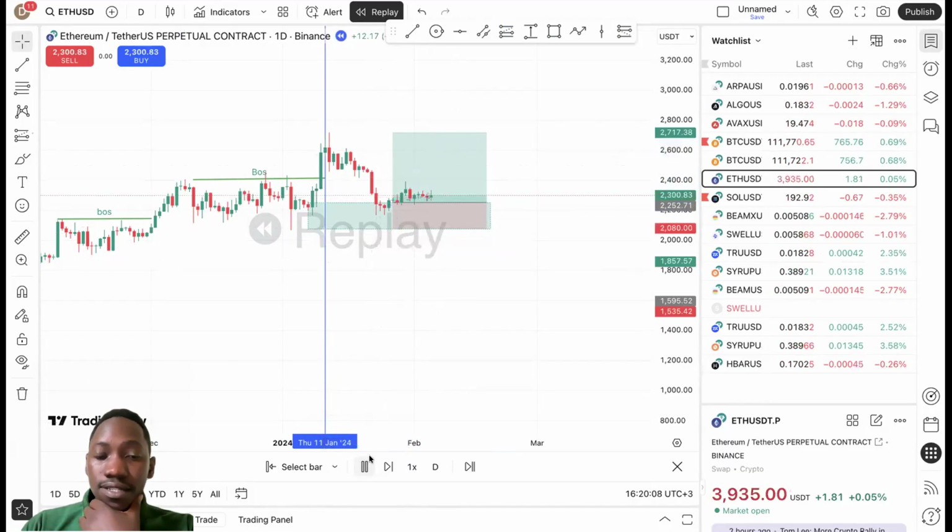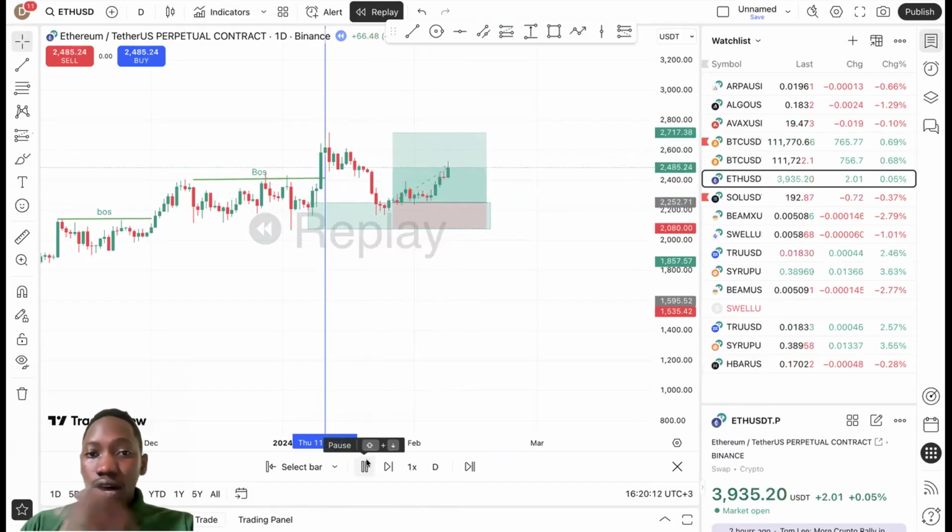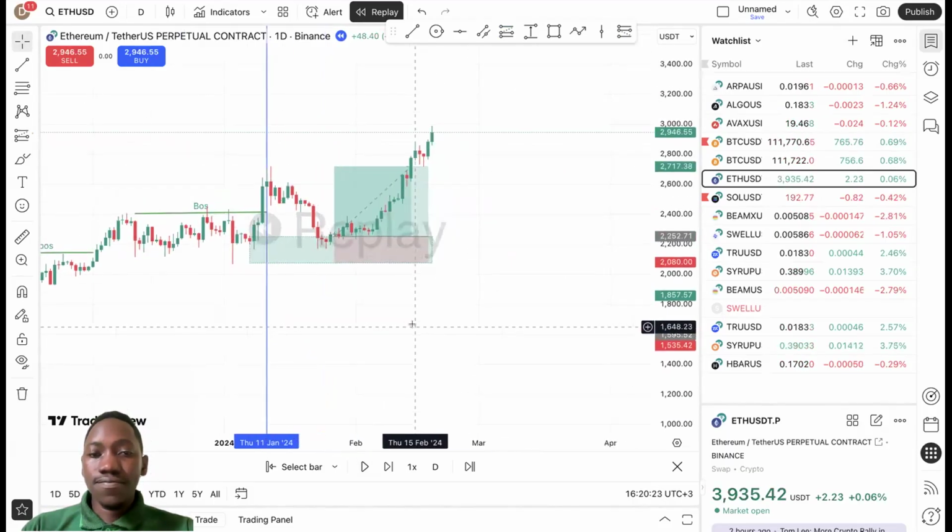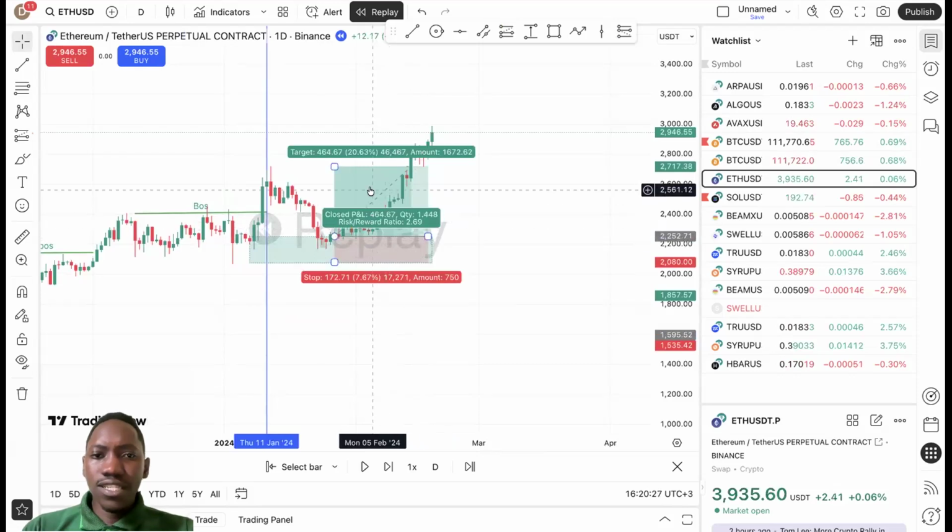It's playing out. You can see it's playing around our entry. Then it goes up, then it comes down. Remember, it hit into our supply zone. It's going up. Okay, perfect. That's enough. Now, when you look at this trade, it's a sweet 20% trade, a 2.6 hour trade.